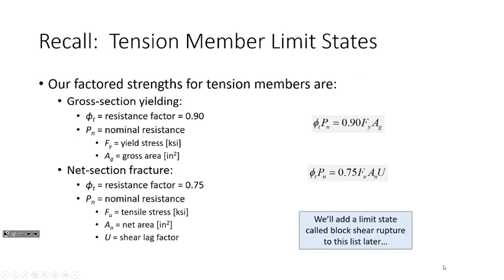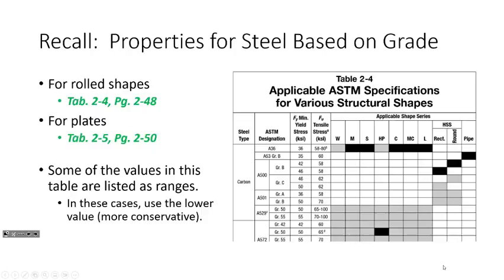Then net section fracture. We take the effective net area. The effective net area is the net area adjusted by U. We then limit that to the ultimate tensile stress and adjust it by a resistance factor of 0.75. And that's our net section fracture limit state.